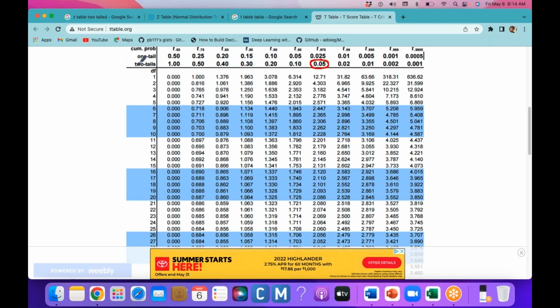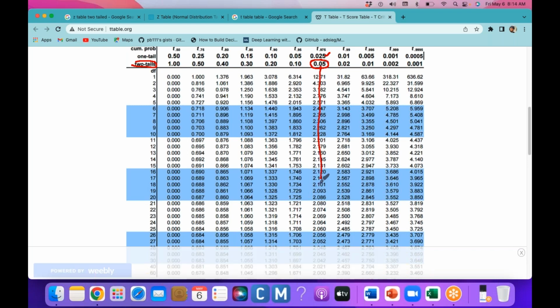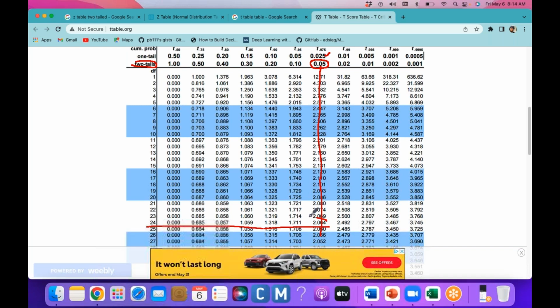Okay, if it is the two tail, here it is mentioning two tail, right? Two tail alpha value is 0.05. For two tail, the alpha value is 0.05. So then we can drag the line something like this, and 24 is my degree of freedom. So here it is 2.064.